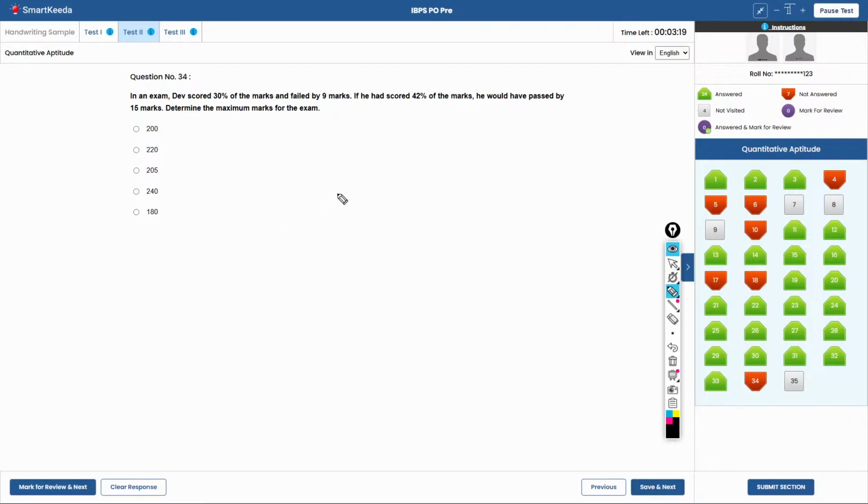In an exam, they've scored 30% of the marks. So 30% and minus 9, 42 plus 15. So the difference is of 24 for 12%. Determine the maximum marks: it is 200.